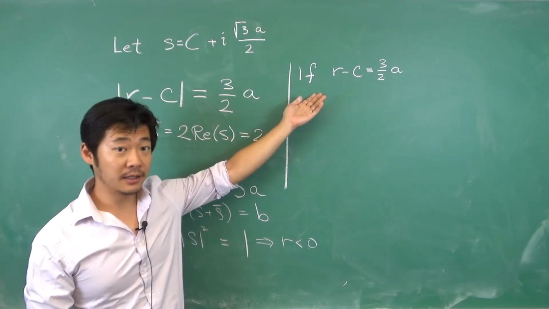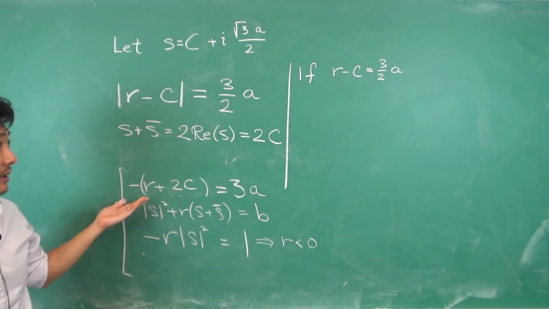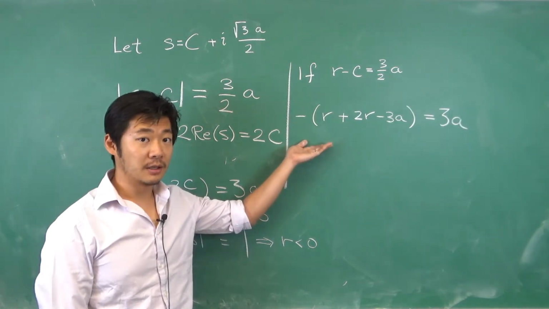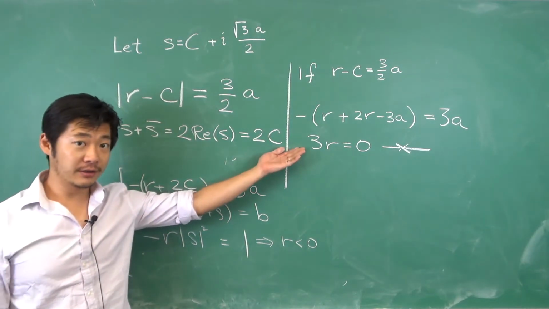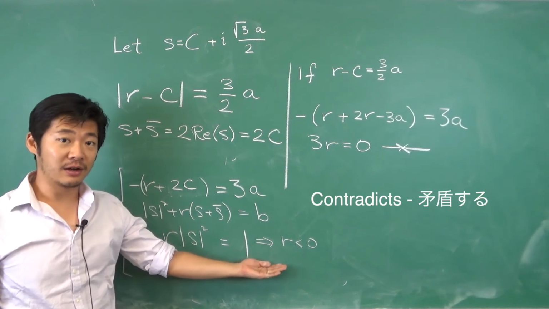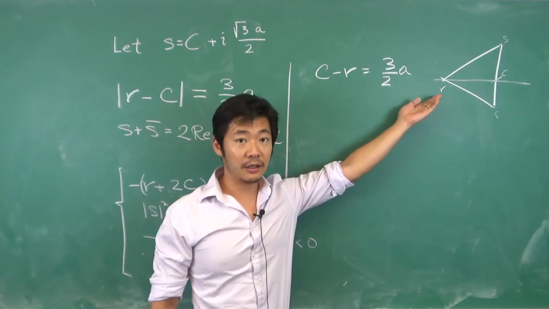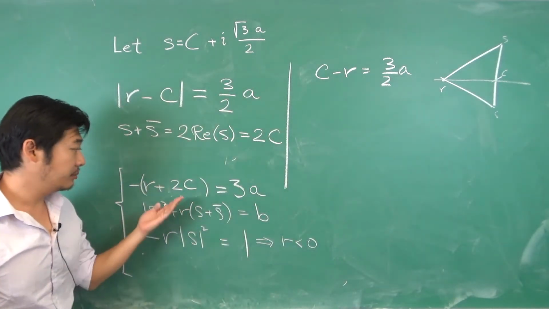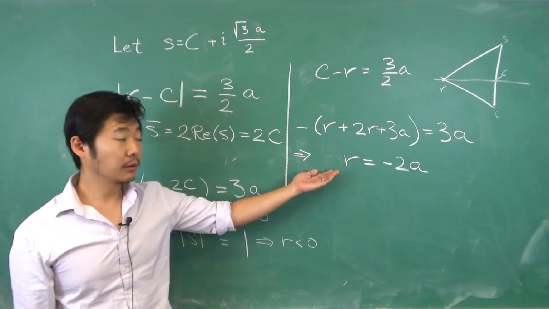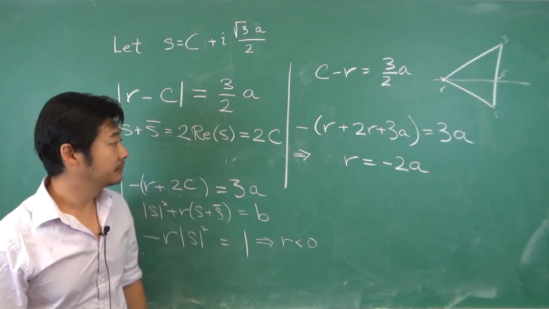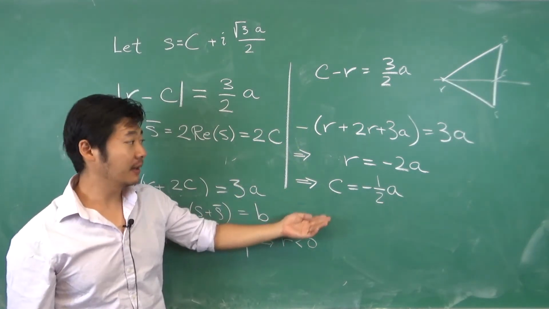If r minus c is 3 over 2a, let's try to see if that makes sense. We get something like this, but this gives us that r is 0, which contradicts the fact that r must be negative here, and so it must be this triangle. Plug this into here, we get this equation, and so therefore r equals minus 2a. And if we plug this back in, we get that c is negative a half.